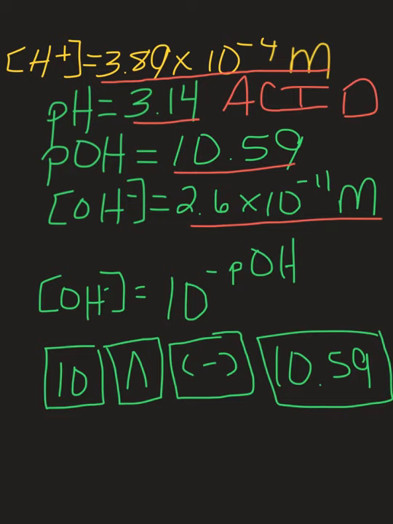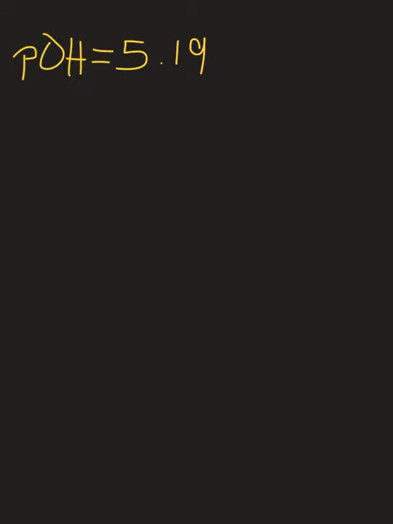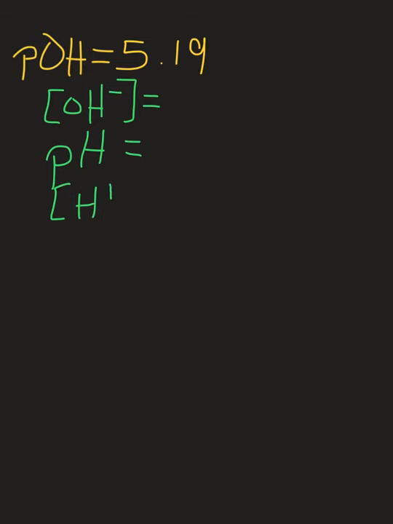Okay, so let's do one more just to be safe. Remember, anytime during this video, you can pause it, you can write down what I'm writing down, write down additional notes. So we're going to do one more. This problem gives us a pOH, 5.19. We have to figure out hydroxide ion concentration, pH, and hydrogen ion concentration.